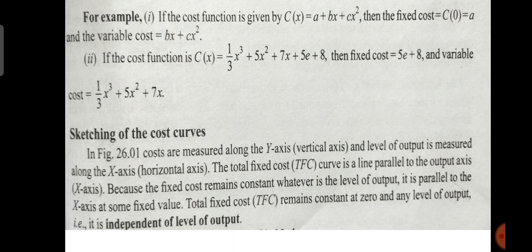Another example: C of x is 1 by 3 x cube plus 5x square plus 7x plus 5e plus 8. Then the fixed cost is 5e plus 8, because when x is 0 we get 5e plus 8. The variable cost is 1 by 3 x cube plus 5x square plus 7x, because it contains the variable, while the other is independent of the variable. Yes, this is the cost function. And how will you sketch, how will you draw the cost curves, fixed and variable cost?